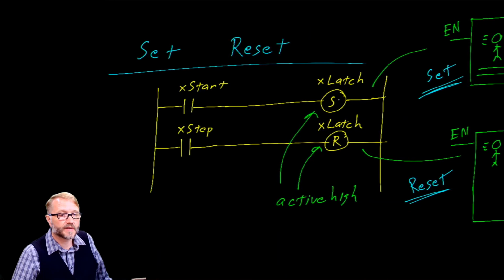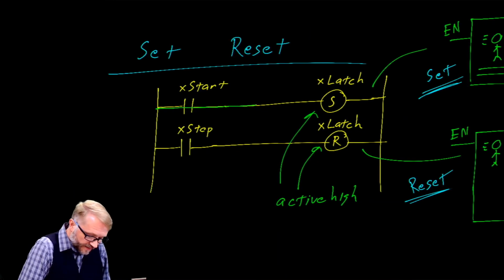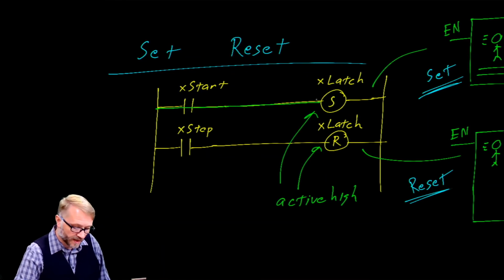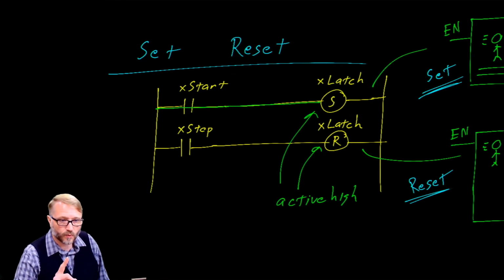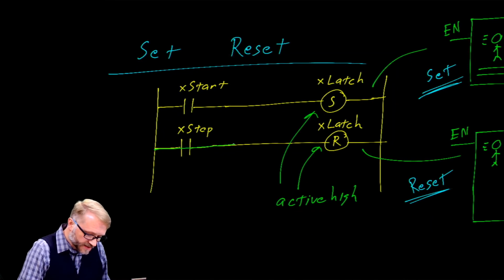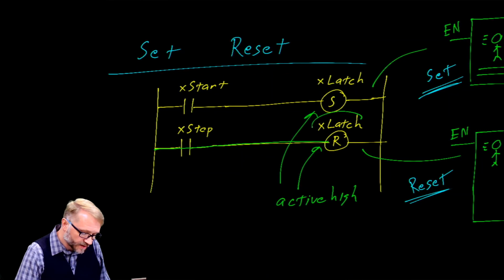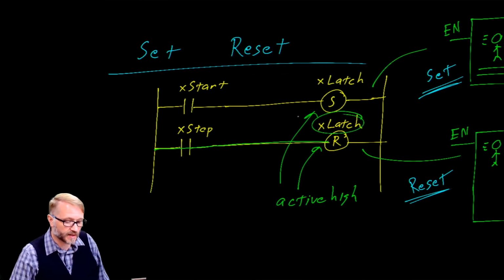If we come back here, this might make a little more sense now. If Boolean start evaluates as true, our set coil will write a 1 to the memory location called latch. Or if the stop button is pressed, our reset coil will write a 0 to the memory location called latch.